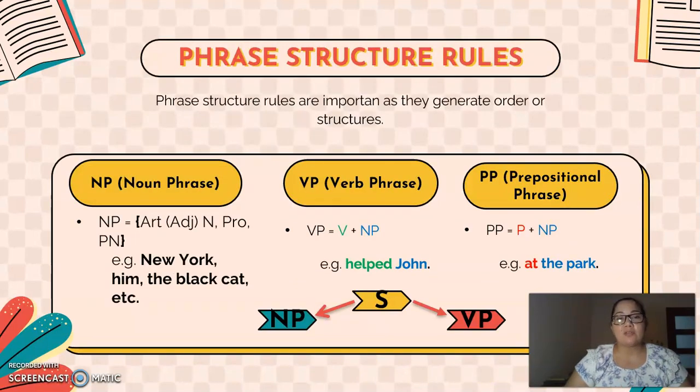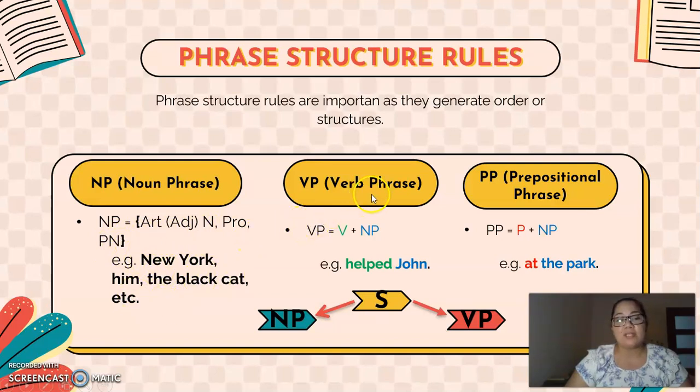Now, we have phrase structure rules. These are important as they generate order of structure to create phrases and sentences. This type of rules create limitless amounts of phrases and sentences that can be made by using these, let's say, formulas. Now we have the noun phrase. It's made of an article, an adjective, and a noun. The other option, it's made up of a pronoun, and the other option is a proper noun, as seen on the examples.